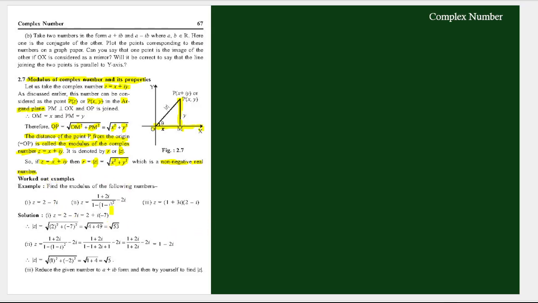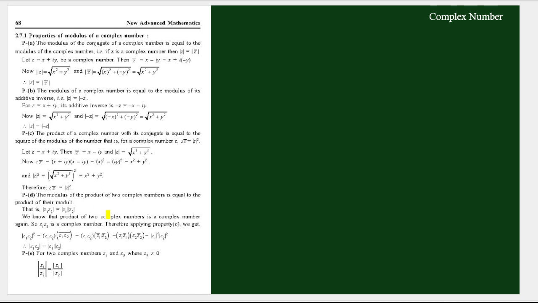Some examples are given here. Find the modulus of the following number: z equal to 2 minus 7i. So 2 minus 7i, in a plus ib form, 2 plus i times minus 7. So this becomes your x, this is your y. So square root of 2 squared plus y squared, that is root over 53. This is the modulus. Fine.